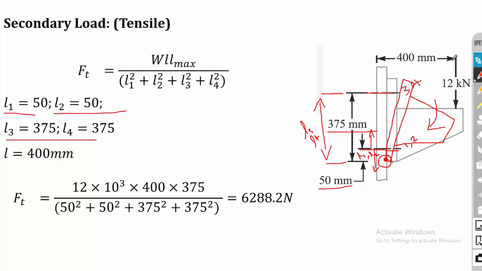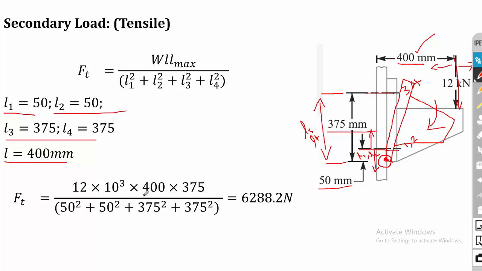Then L. The load is acting in the vertical direction, so we have to take the perpendicular distance in the horizontal direction, either left or right. So this is the pivot point, and the left side distance is given as 400 mm. That is the eccentricity. So L is 400. Remember that since the load is acting in the vertical direction, we have to take the perpendicular distance in the other direction. So the horizontal perpendicular distance is 400 mm.